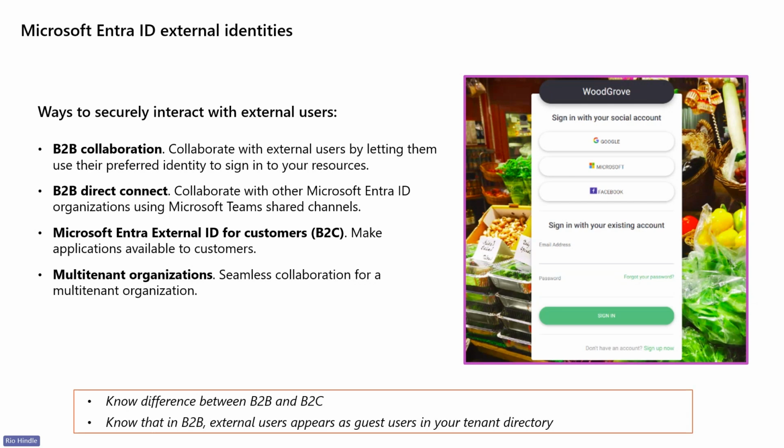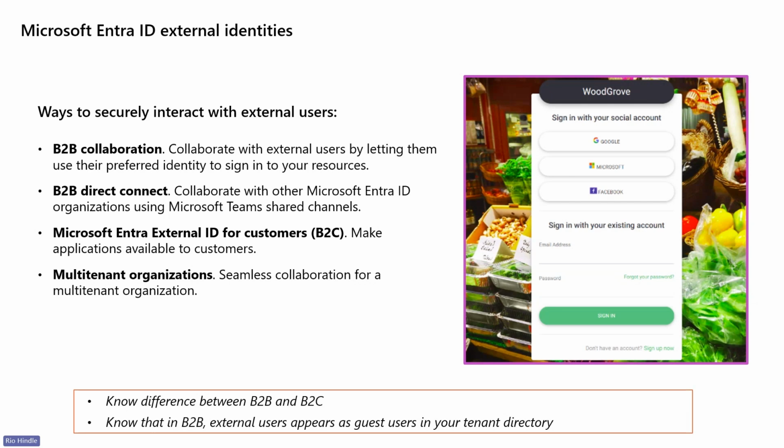Yeah, so let's start with business to business, right? Business to business collaboration enables employees of an organization to collaborate with external users while being able to use their preferred identities to sign into your Microsoft or other enterprise applications. Users are typically represented in your directory as guest users. So where we went into Entra ID and we saw the user type member, you could confirm they were fully corporate users. But if they were a B2B user, they would show up as guest, right?